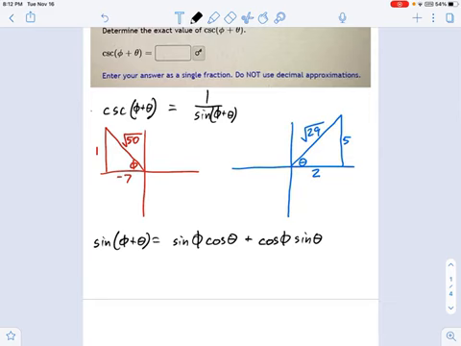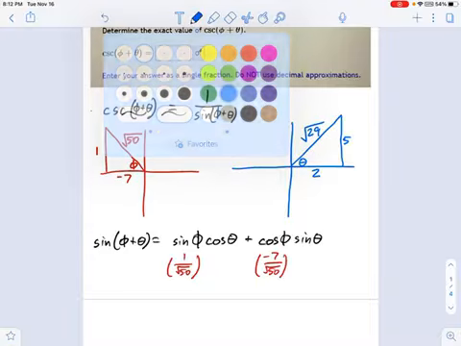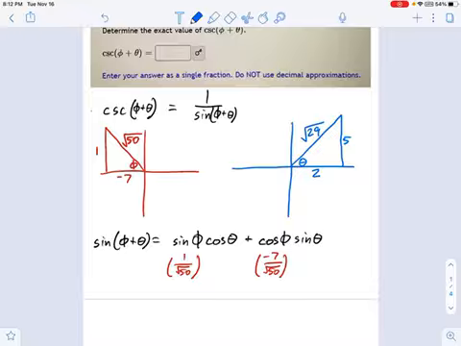Looking at that triangle for phi, the red one, I know that sine of phi is going to be opposite over hypotenuse, 1 over radical 50, and cosine of phi is going to be adjacent. That's -7 over radical 50. Now looking at the blue triangle for theta, I can see that cosine of theta is going to be 2 over radical 29, and sine of theta is going to be 5 over radical 29. So what do we get here?